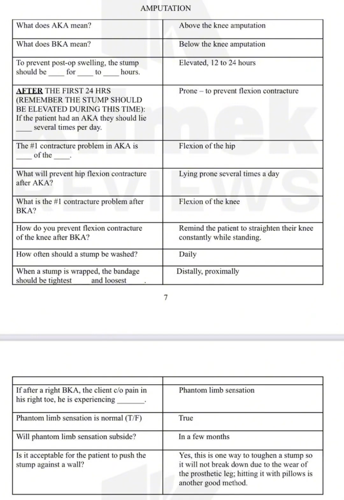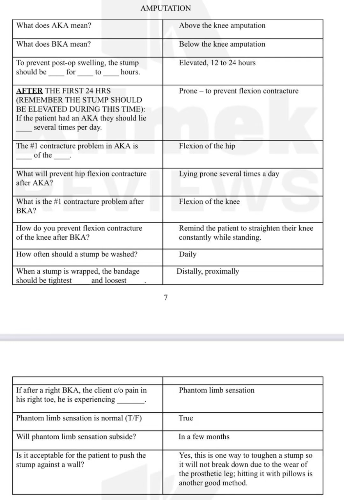9. How often should a stump be washed? Answer: daily. Rationale: cleaning the stump every day prevents infection, removes sweat and debris, and allows for skin checks. Daily care is crucial for maintaining hygiene and avoiding complications.